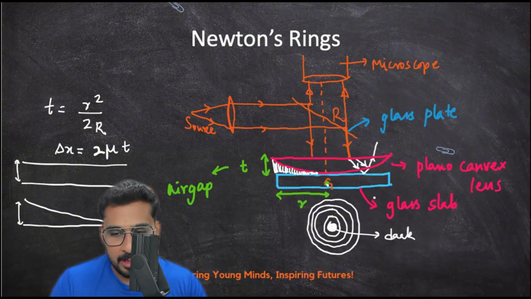This transmitted ray will introduce only 0 or 2 pi phase difference. That means in the center, we will be having bright and then dark and bright and dark. The exact opposite of this we will get if we observe it from below. So when we observe the pattern from below, we call it Newton's ring from transmission. When we observe it from above, we call it Newton's ring due to reflection. These 2 points you need to keep in mind, the reflected pattern or the transmitted pattern.